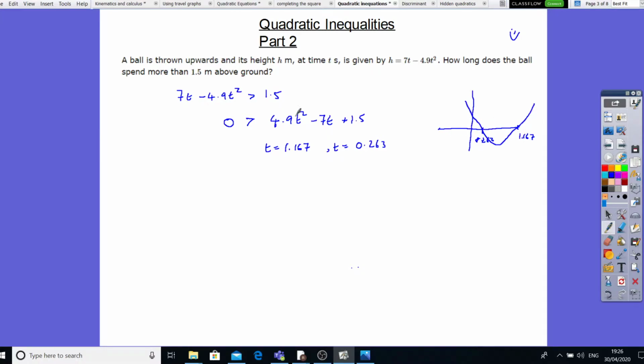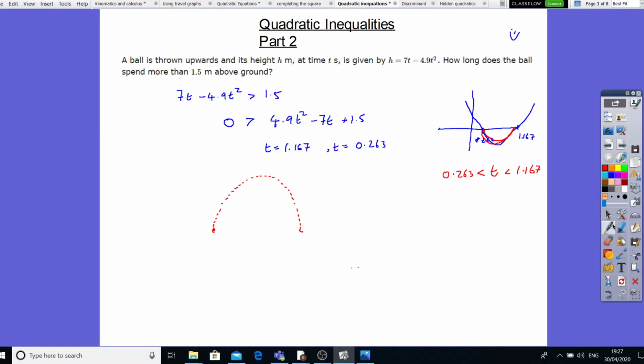So when is this graph less than 0? So let's just shade the graph here. It's for all the values when it's less than 0, between there and there. So when t is between 0.263 and 1.167 seconds. So what this means is, if I was throwing the ball up, the ball is thrown up, goes to a maximum height, then it returns on itself as a parabola shape.